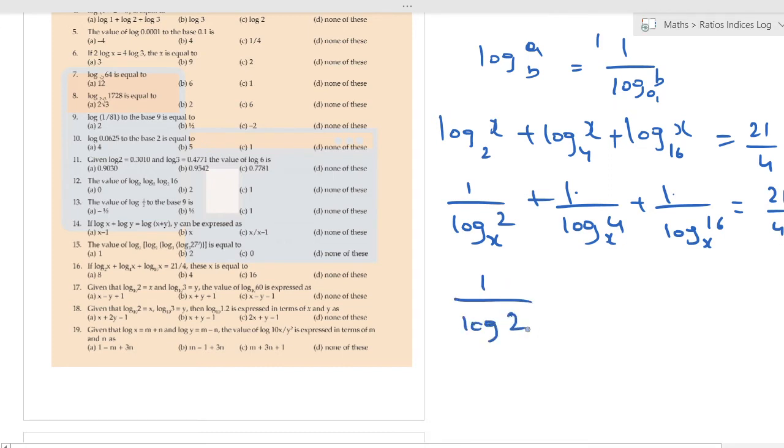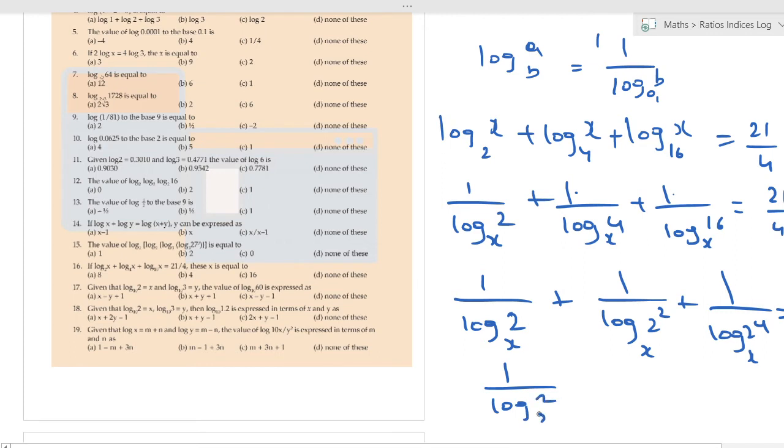By log 2 to the base x, I'll write 4 as 2 squared, log 2 squared to the base x. I'll write 16 as log 2 power 4 to the base x, equals 21 by 4. So guys, we know log m power n, the power will come in front. 1 by log 2 to the base x plus 1 by 2 log 2 to the base x plus 1 by 4 log 2 to the base x equals 21 by 4.